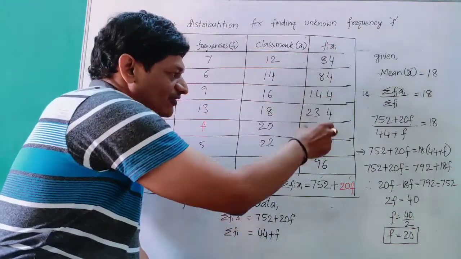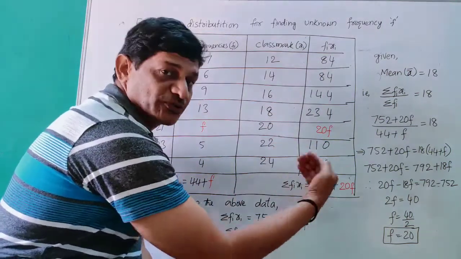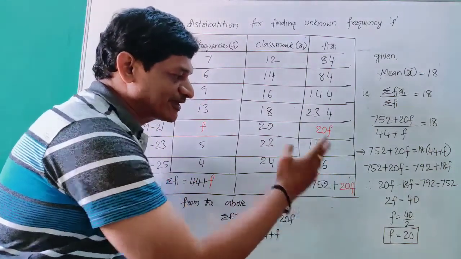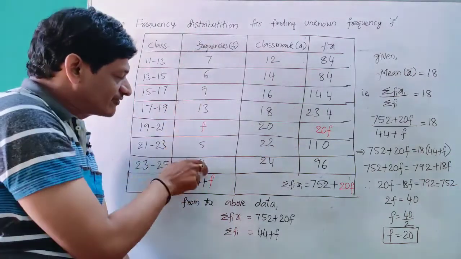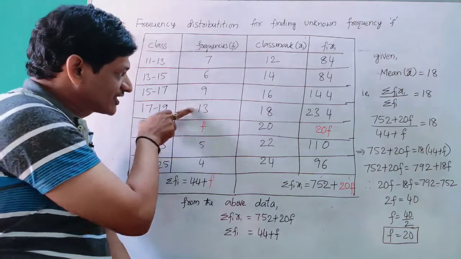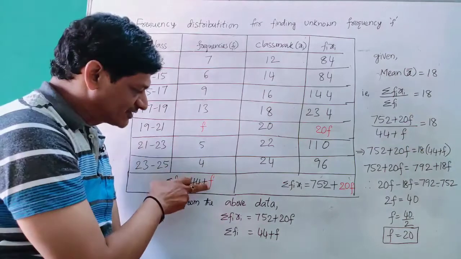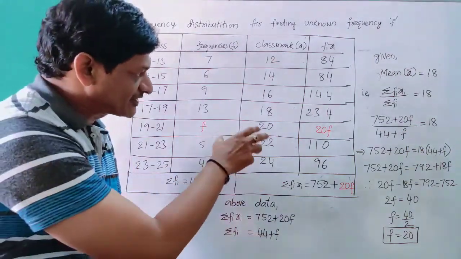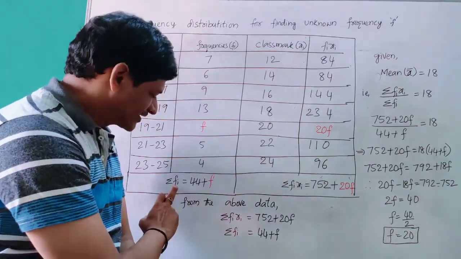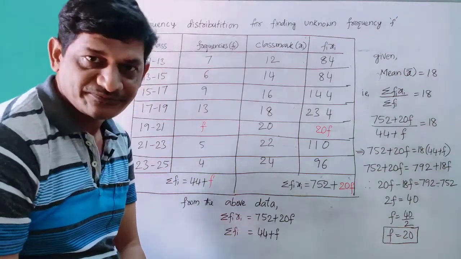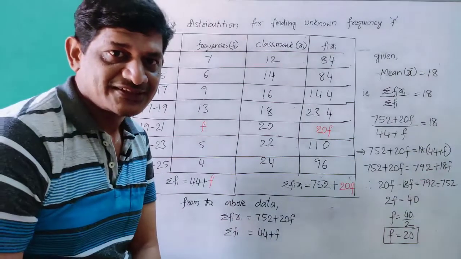Now add the remaining, all are constants, add them, you get 752, and plus 20f is to be written separately. 752 plus 20f, that is sigma fi xi value. And come to the frequency column, add all frequencies except f, the remaining all constants, so add them, you get 44 and plus the unknown value f, 44 plus f. So from this data, we get sigma fi xi value as 752 plus 20f and sigma fi value is 44 plus f.